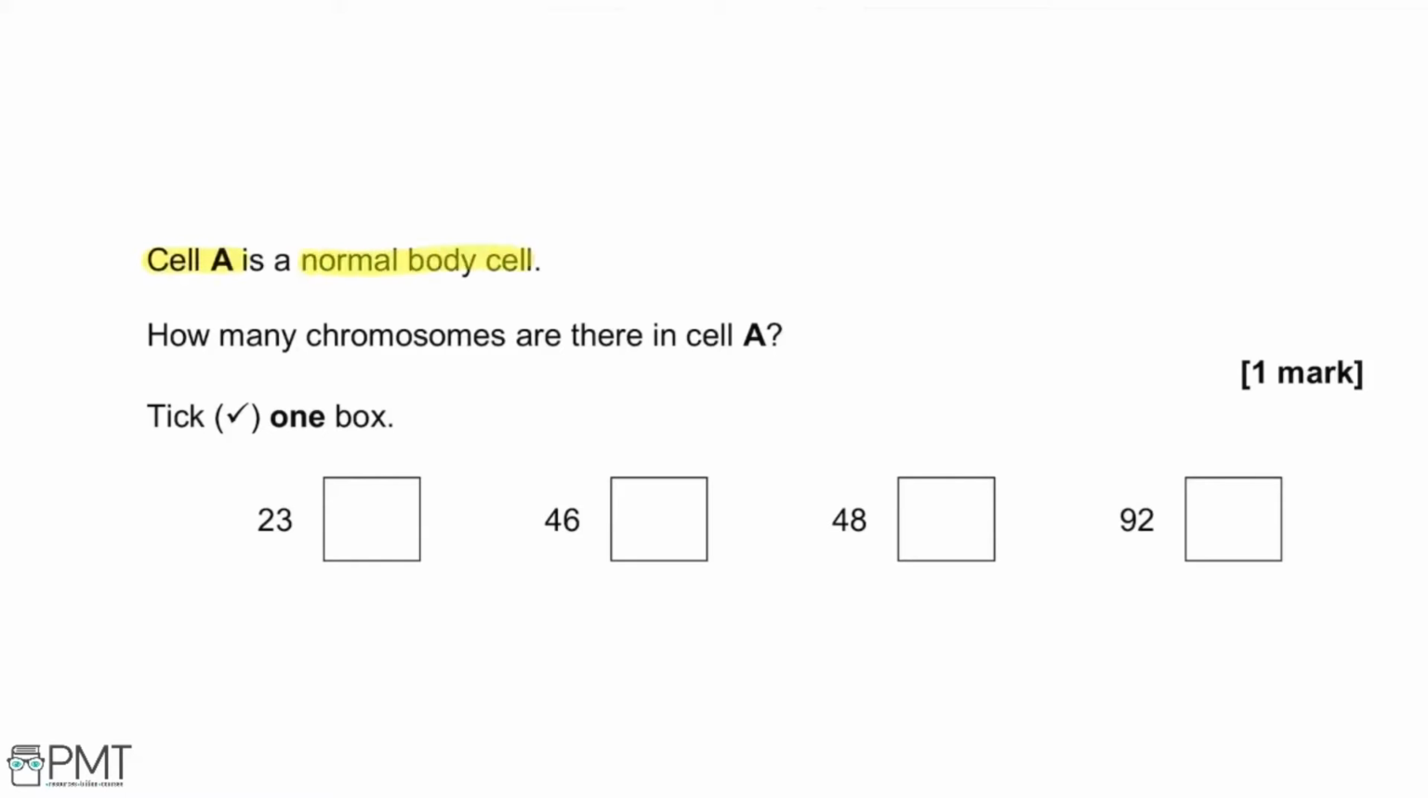Cell A is a normal body cell. How many chromosomes are there in cell A? Tick one box, and this question is worth 1 mark. So the options we're given are 23, 46, 48 and 92. The correct answer is 46, and the number 23 is worth remembering as the number of pairs of chromosomes.